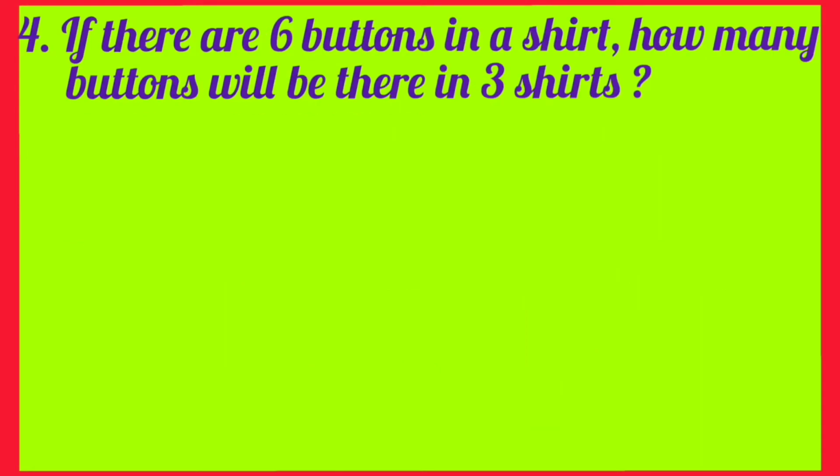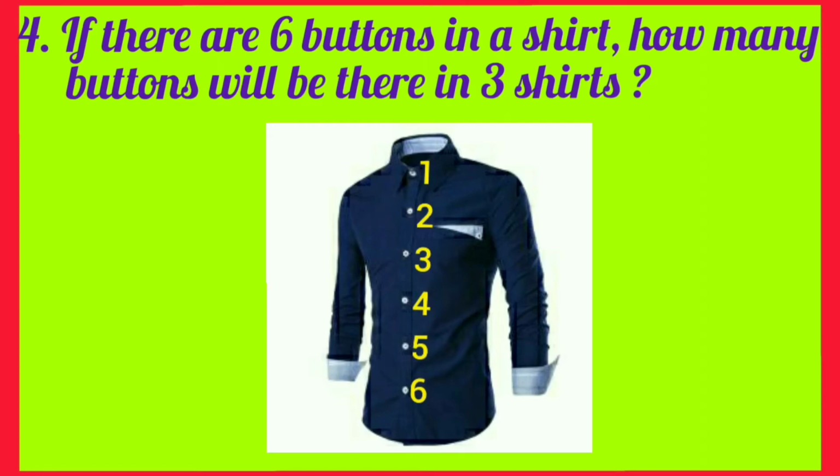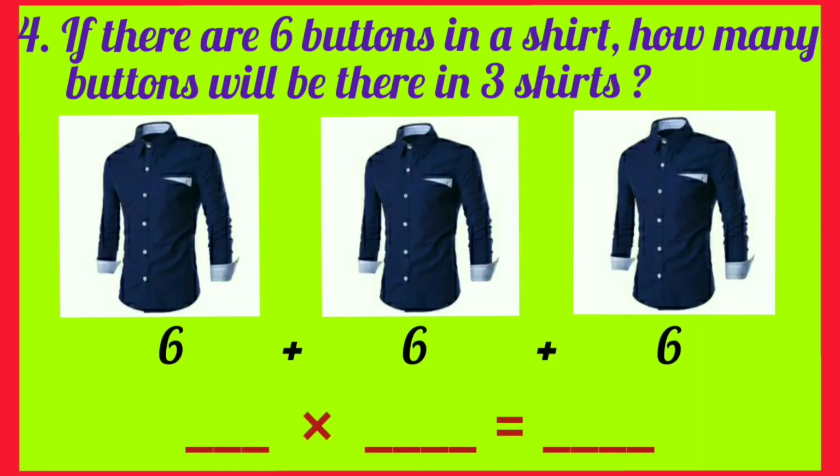Fourth one. If there are 6 buttons in a shirt, how many buttons will be there in 3 shirts? Children, here 6 buttons in a shirt. We have to find the number of buttons in 3 shirts, which means 3 times 6. Write 3 into 6. 3 sixes are? Yes, 18. So, there will be 18 buttons in 3 shirts.